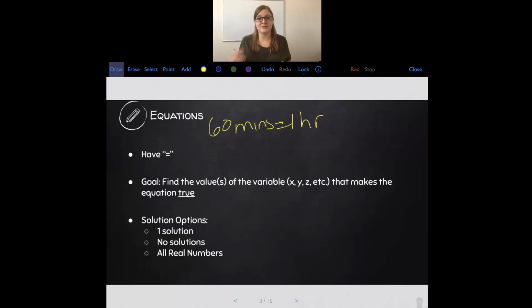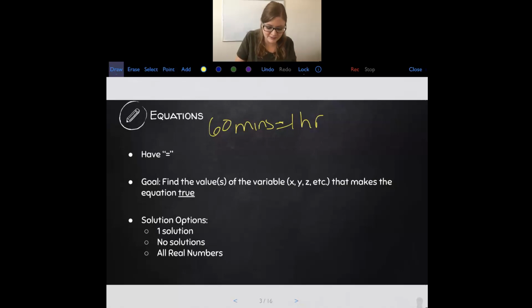What you do to one side, you must do to the other when solving an equation, something you've probably heard before or may have heard before, and that's because you have to preserve what's happening with that equal sign. So the goal with an equation is to find the value or values of the variable, whatever variable you're given, that make the equation true.